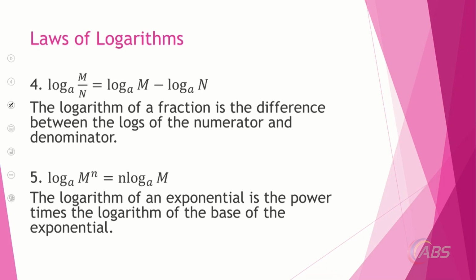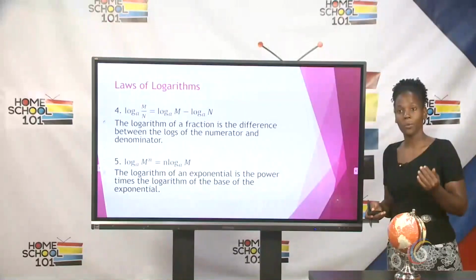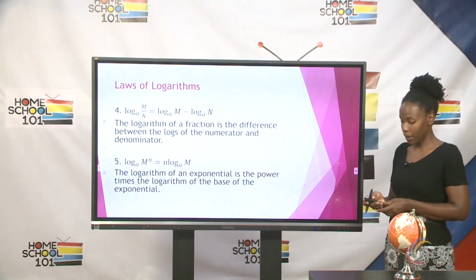And the final rule states that once I have anything being raised to a power or an exponent, I can simply bring down or get rid of the power by multiplying the power by the logarithm. So once I have anything to a power, I can simply take down the power by multiplying the logarithm by the power. So these are the 5 laws that we will look at, and we will now apply them to various questions.